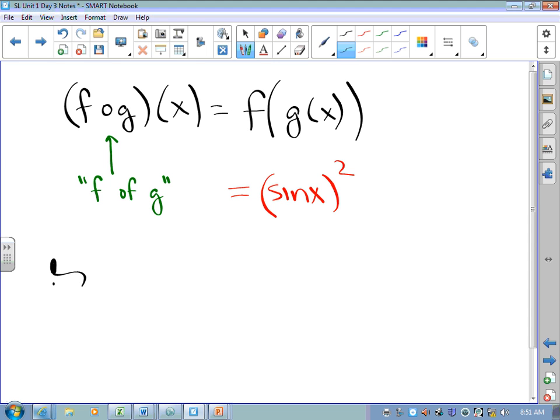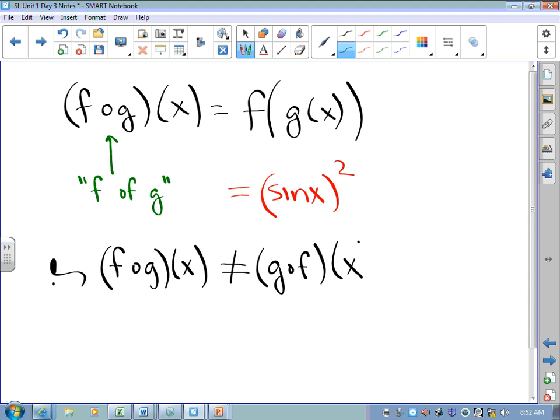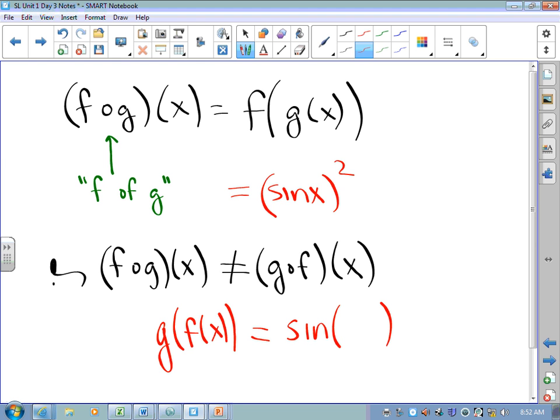Actually, I'm going to throw in a side note here. The side note is that composition is not necessarily, rarely at all, commutative. Because when we do g of f of x, well, the g function takes the sine of the input. It takes the sine of whatever the input is. And so the input in this case is x squared. And so we have sine of x squared. When we do a composition, we use one function as an input into another function.